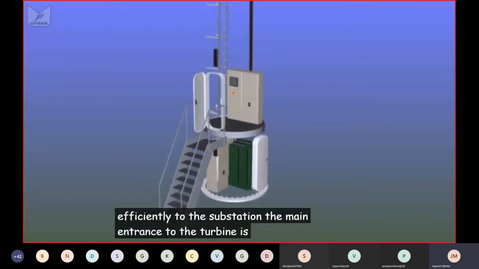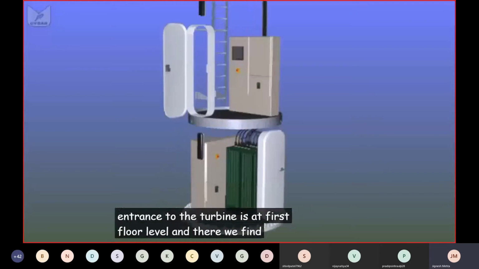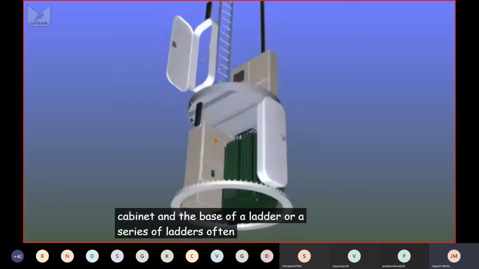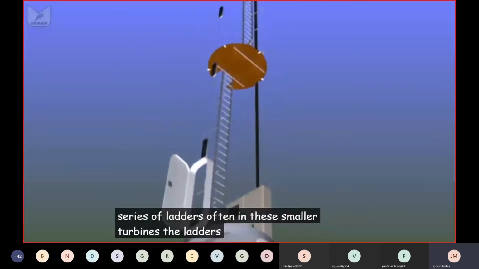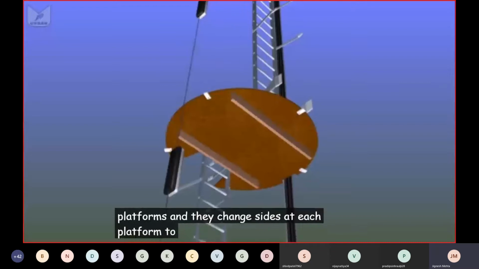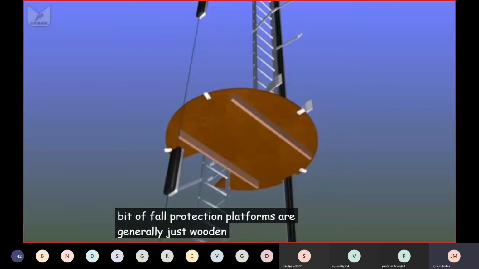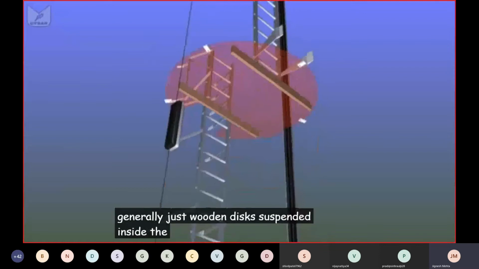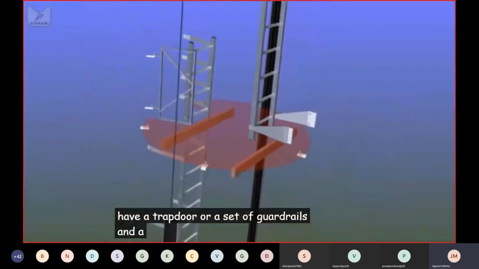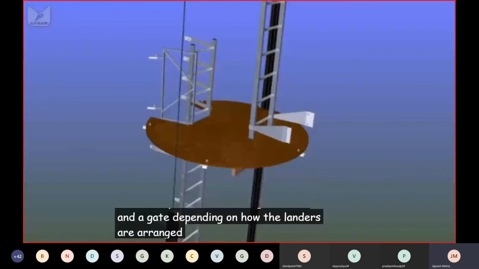The main entrance to the turbine is at first floor level, and there we find the control cabinet and the base of a ladder, or a series of ladders. Often in these smaller turbines, the ladders run to a series of platforms and they change sides at each platform to give you a rest area and a bit of fall protection. Platforms are generally just wooden discs suspended inside the tower walls, and they might have a trapdoor or a set of guardrails and a gate depending on how the ladders are arranged.